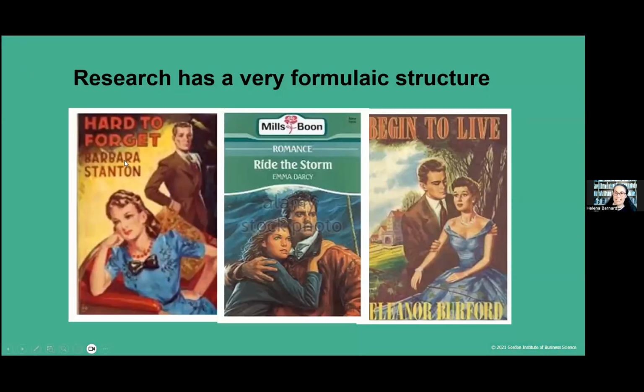One of the things that I think is very useful is to remember that research has a very formulaic structure. You'll see that all these are romance novels, Mills and Boon, Harlequin type novels. The characteristic of this genre is that when you pick up this book, you know that this man is going to fall in love with this woman by the end of the book. On the first page, they're going to start having a fight. They will meet each other. And then you're going to read for 150 pages, but you actually know where it's going to end.